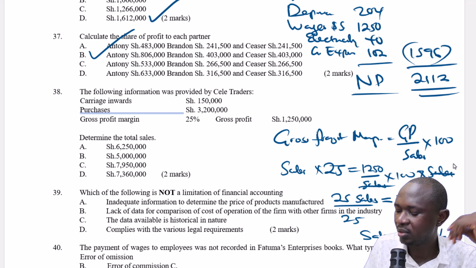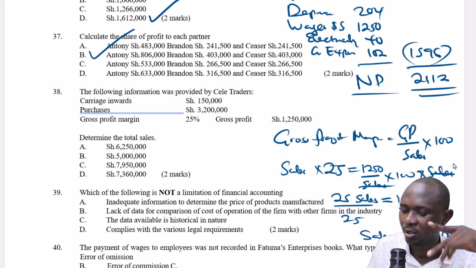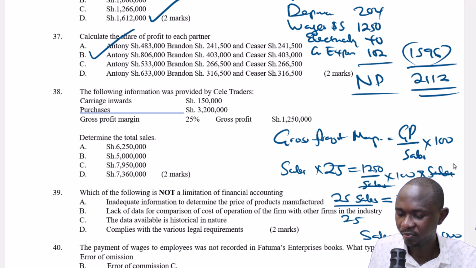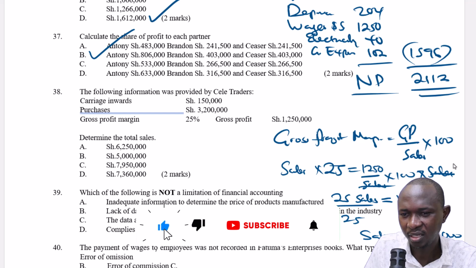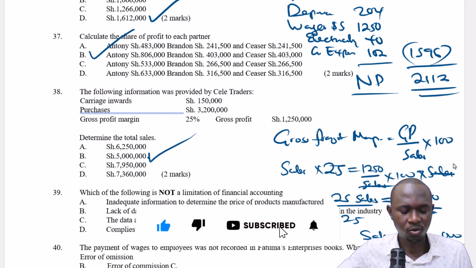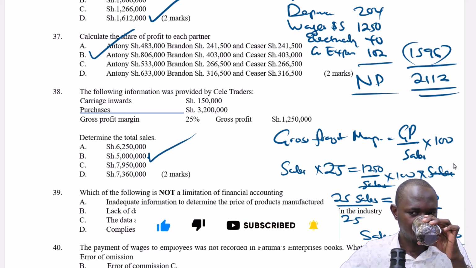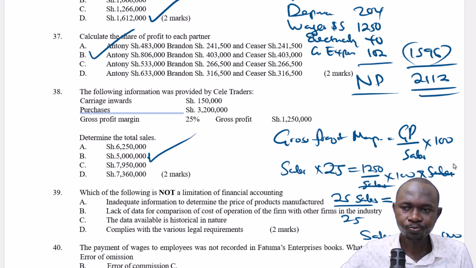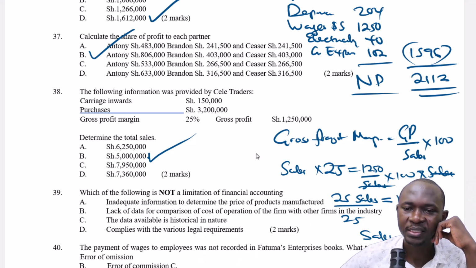But remember, we have restricted how many zeros? 3 zeros. So sales is the same as 5 million. Sales will be 5 million. Do we have that answer? Yes, we have the answer here. Sales is equals to 5 million. There we go. We are done.